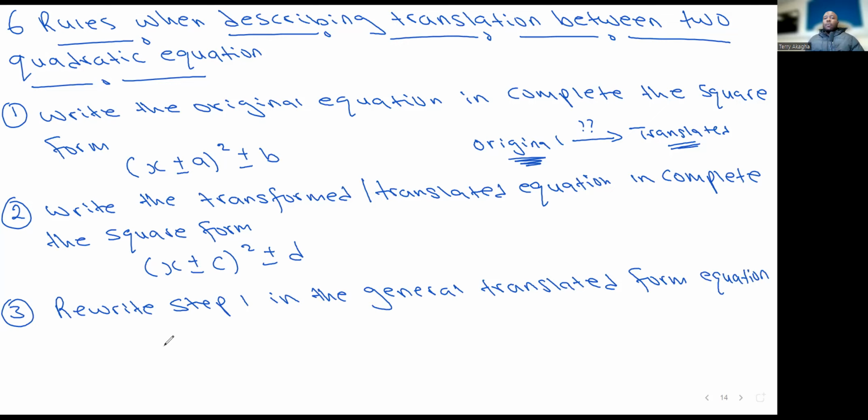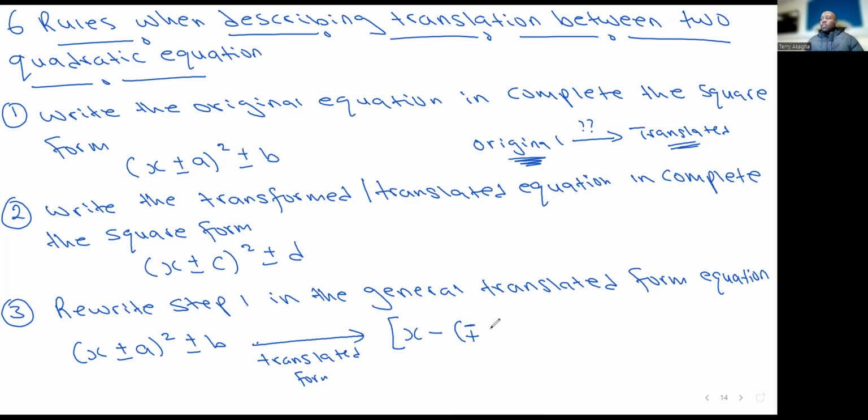So we have x plus or minus a squared plus or minus b. Now this is going to undergo a translation, so the translated form. Now we must have x minus, right? For this to be minus, the sign has to change. So if this was positive, it has to be negative, because minus times minus will give us what? Positive. And if this was negative, it has to be positive, because minus times positive will give us minus a. Are you seeing it?